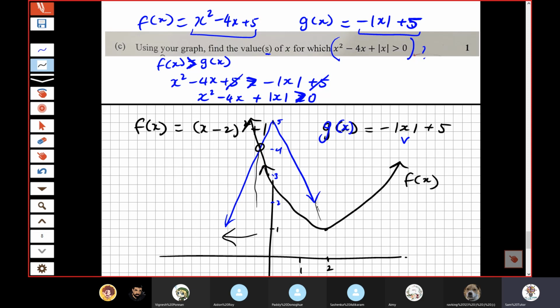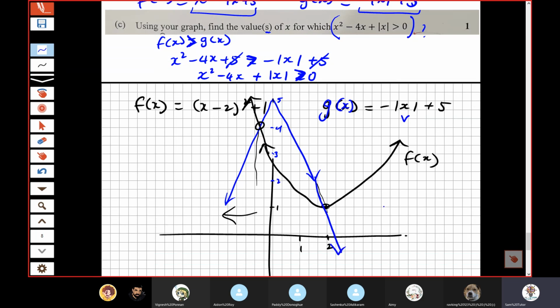And same thing with this one. Right now the blue curve is higher than the black curve, but once they meet, and then the blue curve continues, any x value greater than this, the black curve is higher than the blue curve.